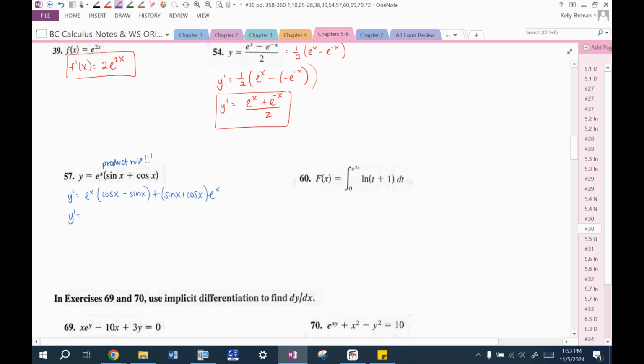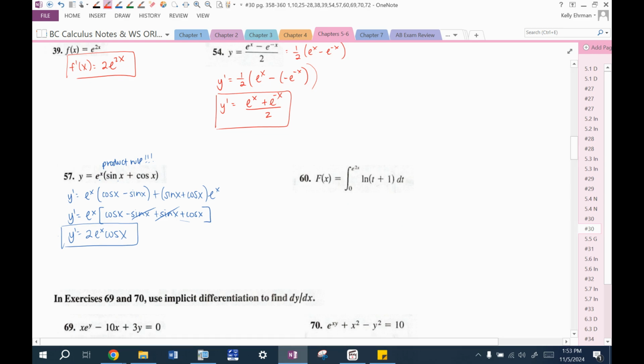I just want you to be able to clean this up a bit. So say we factor out an e to the x. That would leave us with cosine x minus sine x plus sine x plus cosine x. So the signs cancel out. You have 2 of these guys. So y prime would equal 2 e to the x cosine x. I just like having my answers in that order. You're not required to simplify it, but you will probably be looking for the multiple choice answer in which they simplify.